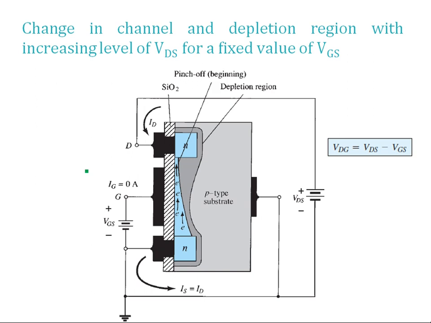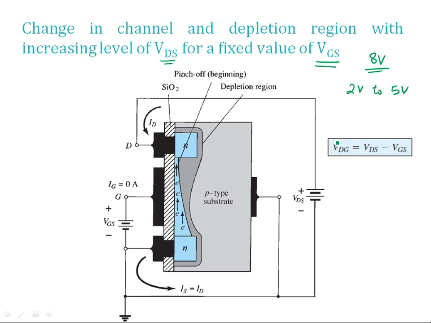So this is the change in channel and depletion region with increasing level of VDS for a fixed value of VGS. That is, now VGS is fixed at a particular value and you are increasing the value of VDS. What is happening now? Suppose this VGS is fixed at a value of 8 volt, and VDS is increased. Now you are starting to increase this VDS from say 2 volt to 5 volt.